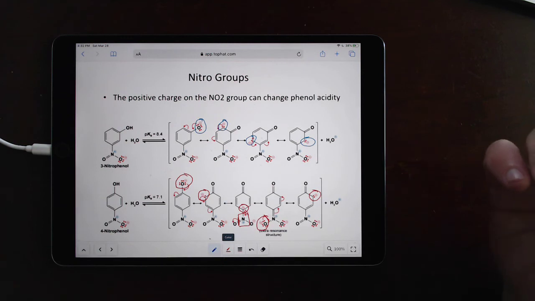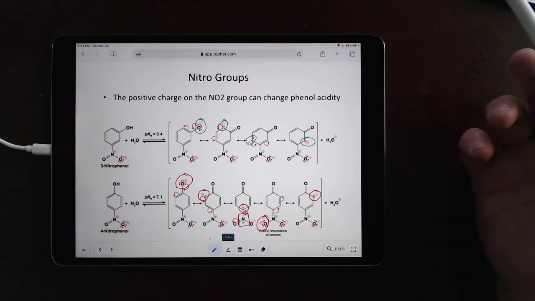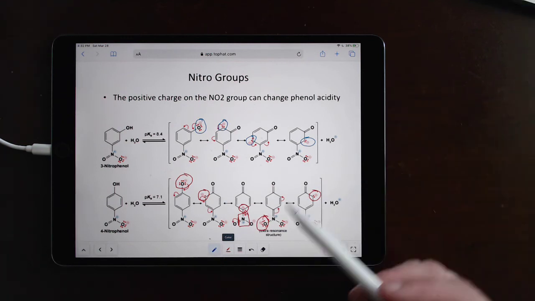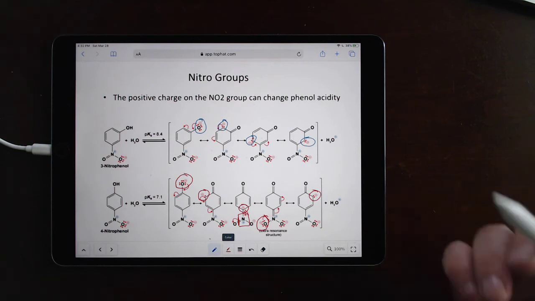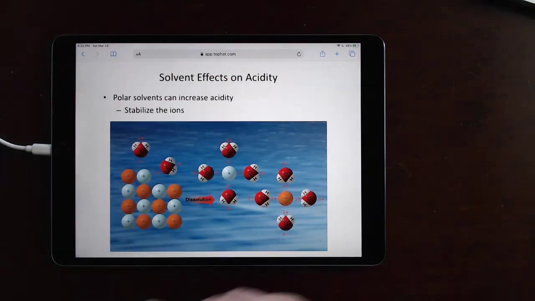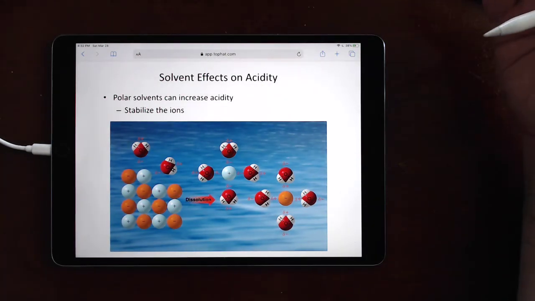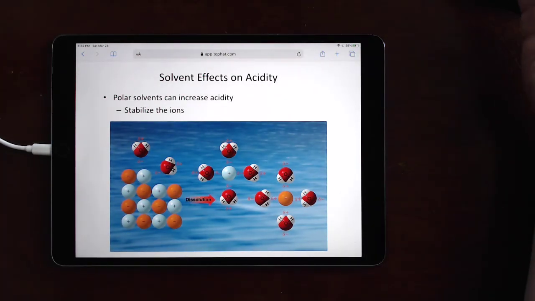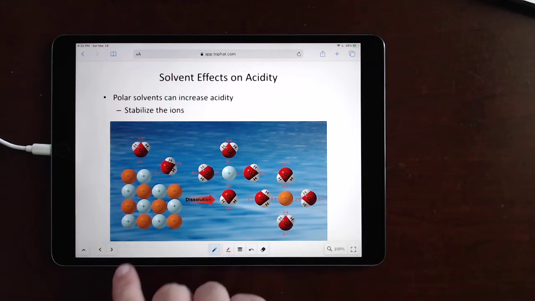So if the nitro is in a special position, it can give it an extra boost. The more resonance structures you have, typically the more stable the molecule is. Solvents can also have an effect. If you can dissolve the molecule in the solvent, then it becomes much more acidic because it can be charged.